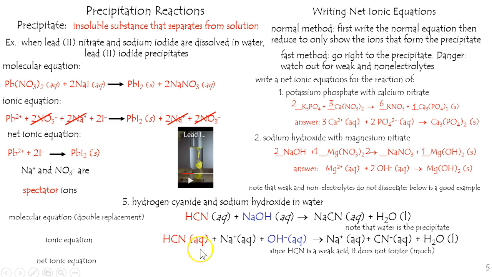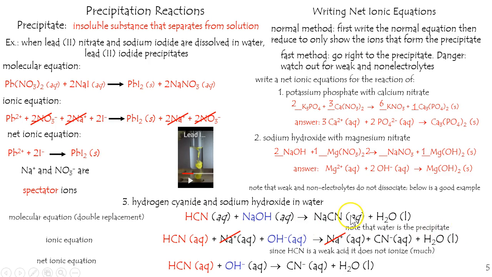We didn't separate this because it does not ionize, at least not much. But everything else got separated out. Cross out your spectator ions, and there you have your net ionic equation. If you're uncomfortable going directly from here to here, and I could see how you might be, just go ahead and do it the long way.